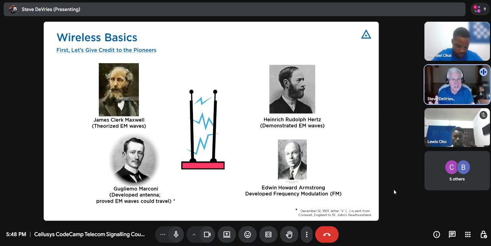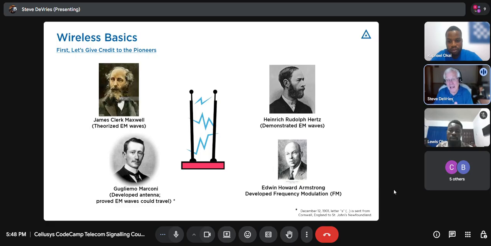He sent the letter S, which is just dot, dot, dot in Morse code. It's still kind of disputed whether he really heard that or whether he was just hearing static. He might have just been hearing static because it was done during the day, and typically amplitude modulated waves don't travel much during the day. So he might have only heard static, but he does get credit for demonstrating that electromagnetic waves could travel.